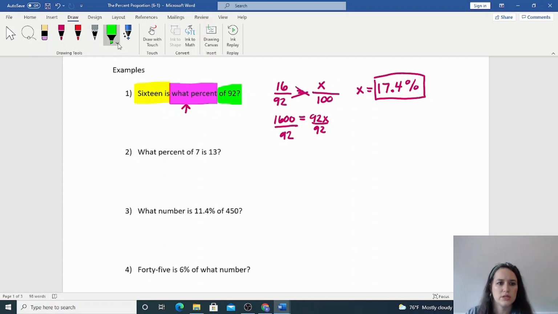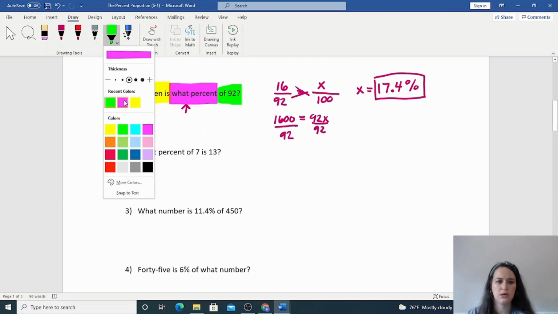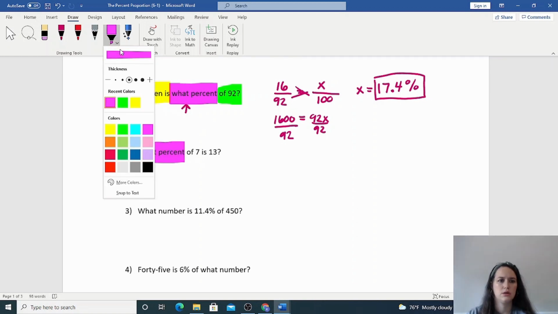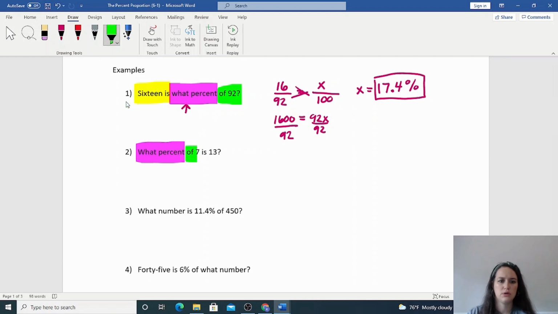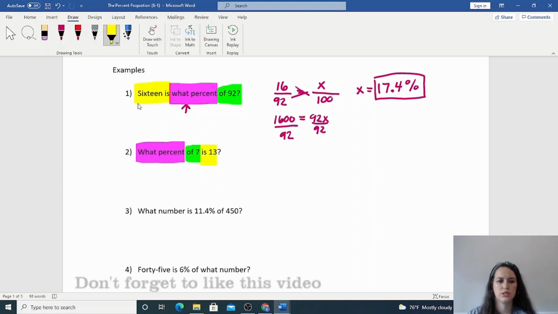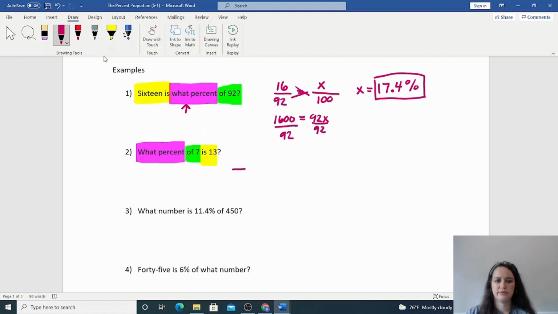I will. Let's see. So I've got what percent, that was pink. So what percent of, that was my green, of 7, is 13. All right, so I know I'm going to have something equals something that's going to be over 100. Okay, what percent, so that's what I'm trying to find, so that's x, of 7, okay, so we said that of goes on the bottom, is 13.